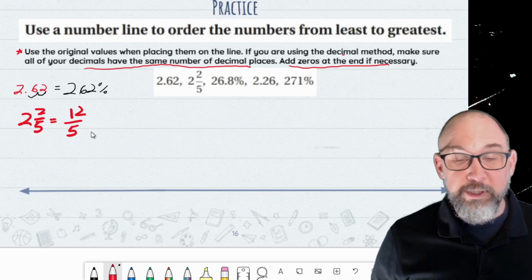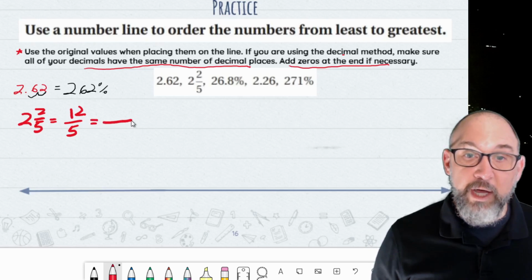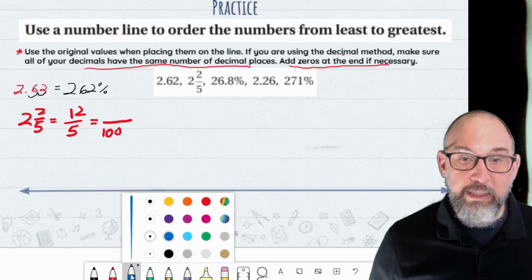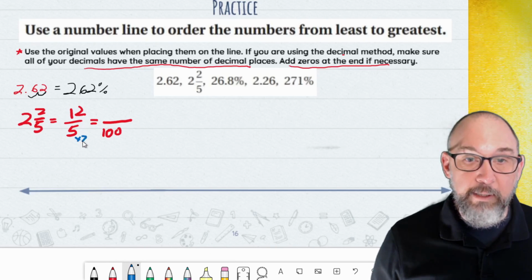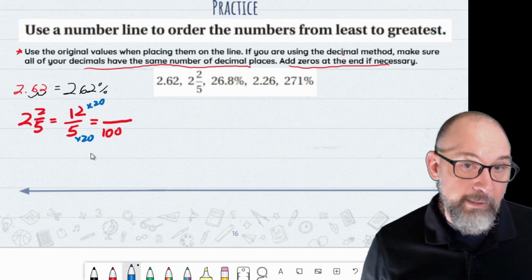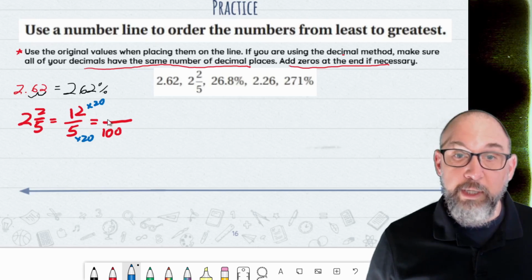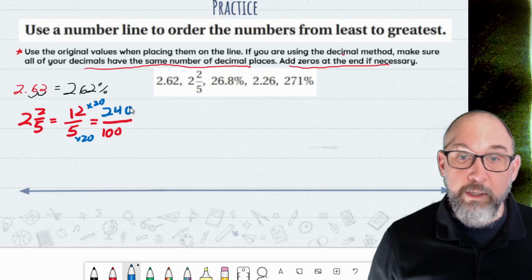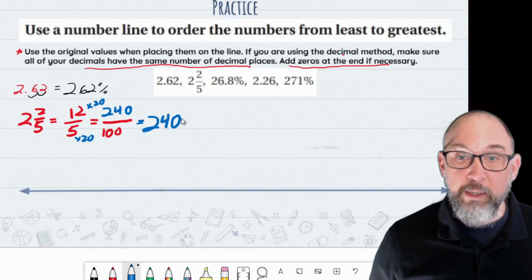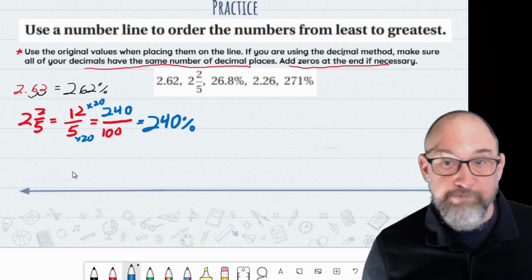So to turn this into a percent, I'm going to turn this into an equivalent fraction with a denominator of 100, because I can turn a 5 into 100 pretty easily. 5 times 20 is 100, so therefore I'm going to multiply the 12 times 20. 10 times 20 is 200, and 2 times 20 is 40, so that's going to be 240 over 100, which is going to be 240%. Okay, 26.8%, that's good the way it's written.